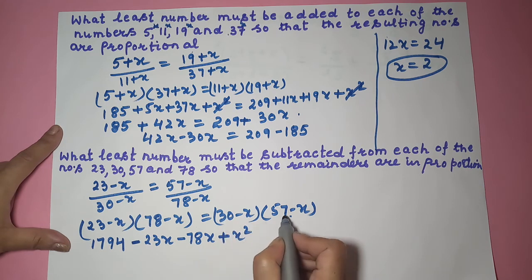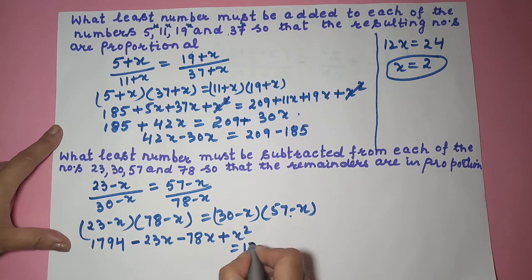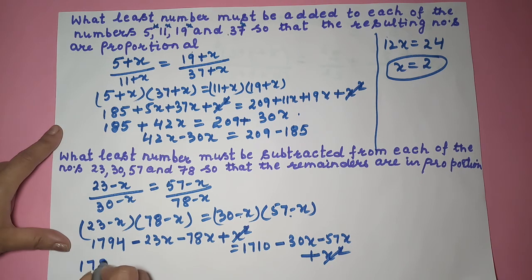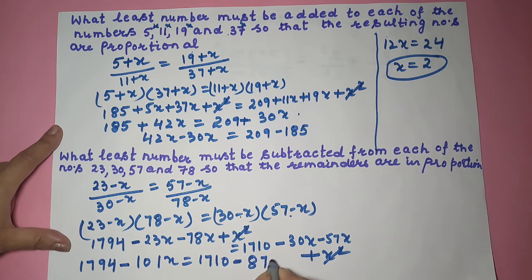Here 30 into 57 is 1710, minus 30x minus 57x, and then minus minus becomes plus x square. So you can cut these two x squares. What are you left with now? 1794, minus 101x equal to 1710 minus 87x, because 30 and 57 is 87.